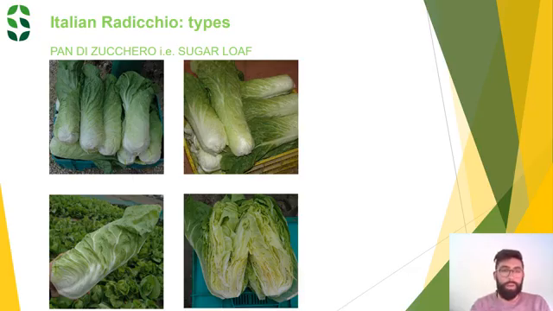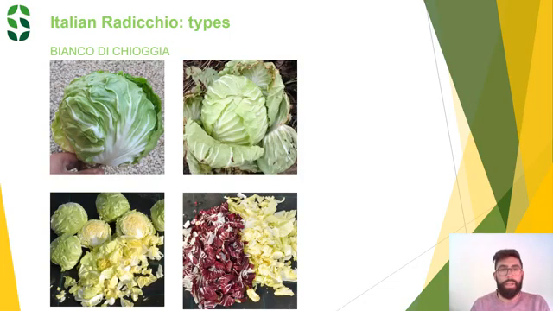Pan di zucchero or sugar loaf is another chicory, and in Italy we use it just for processing in the ready-to-eat bag salads, just because it allows really huge yields in the field. But I do prefer the Bianco di Chioggia to do the same thing due to the texture of the leaf and the taste of the leaf that is for sure better and a good alternative to sugar loaf.